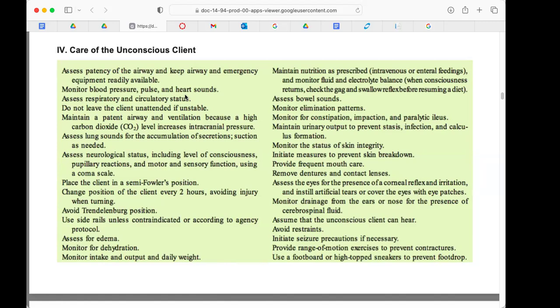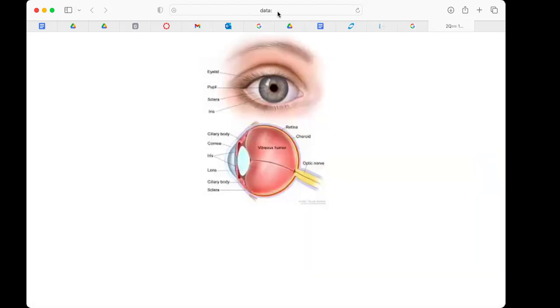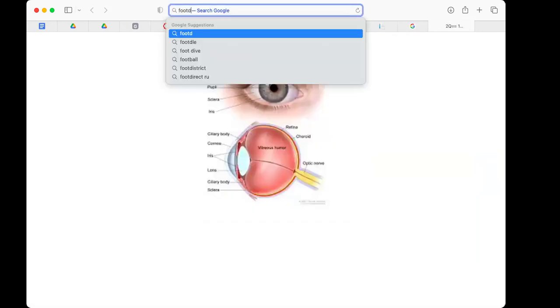The next tip is to avoid restraints unless it's absolutely, absolutely needed, because again, they're just so much at risk for skin breakdown. Initiate seizure precautions if necessary, provide range of motion exercises to prevent contractures, and use a footboard or high top sneakers to prevent foot drop. So let me show you a quick picture of foot drop.